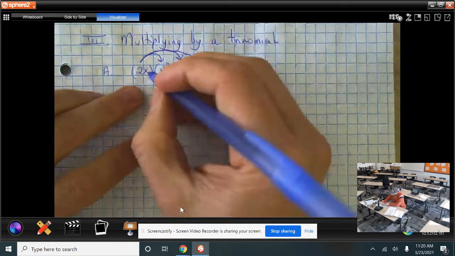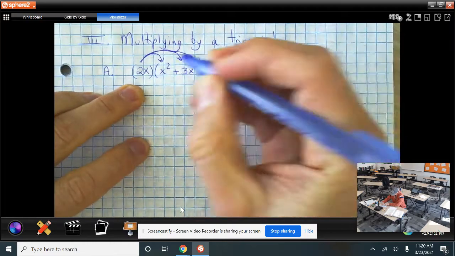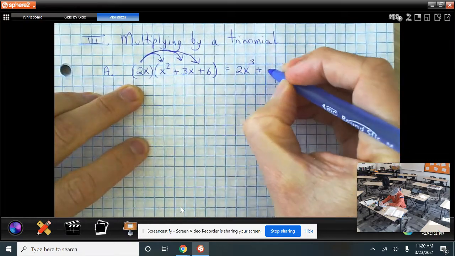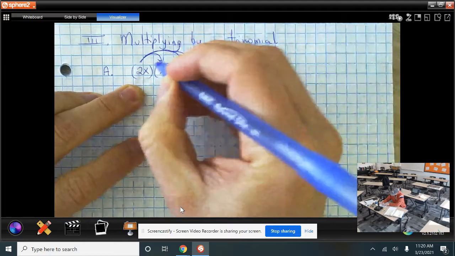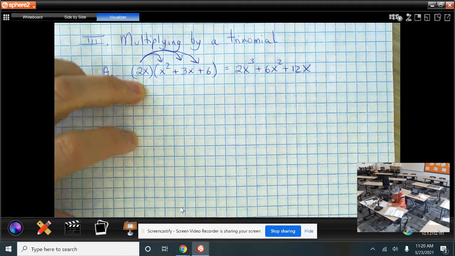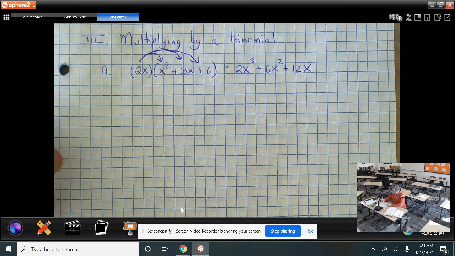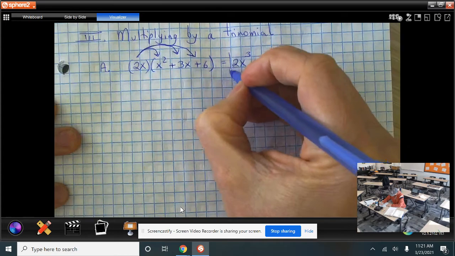So here we go. 2x times x squared, that's going to give you 2x cubed. 2x times 3x, that'll give you 6x squared. And 2x times 6, that'll give you 12x. There are no like terms to combine. You're done. Put a box around it and call it good.